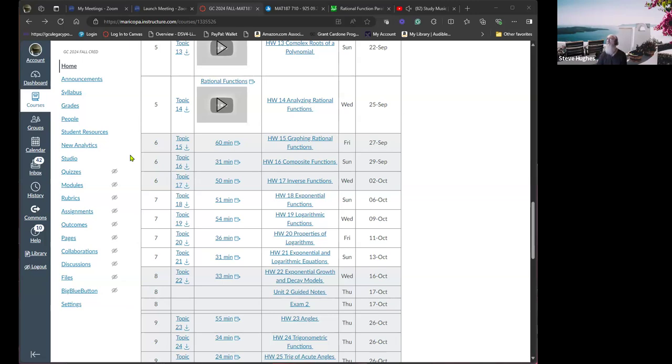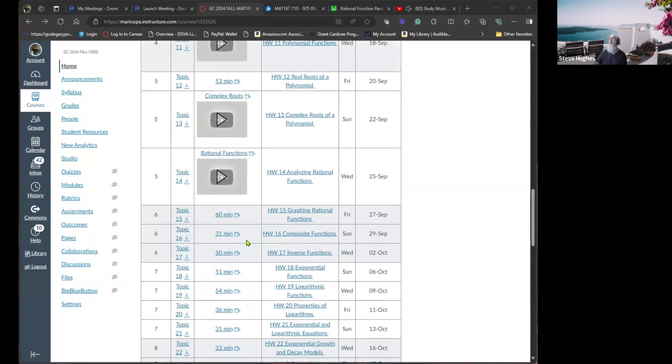Analyzing rational functions, graphing rational functions, and looking at composite functions. Those are the 3 lessons for this week. And so at 8:20, about another 12 minutes, I'll take up that 3rd topic for the week. So I'll have you guys ready to complete the assignments by Sunday night. In the meantime, if you guys have any questions, I'm happy to answer them for you.